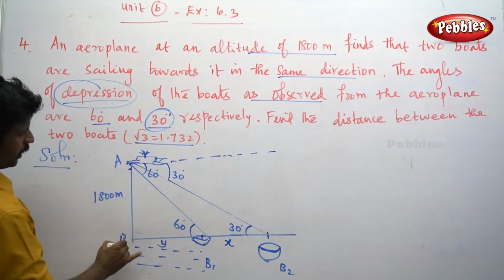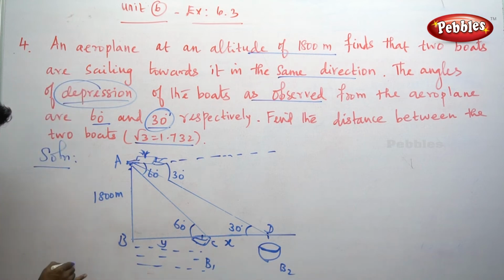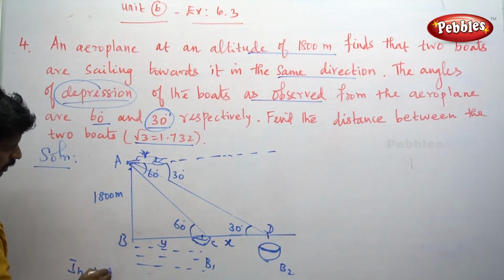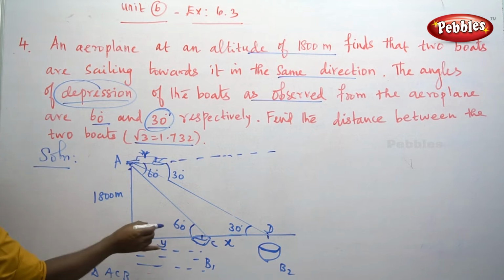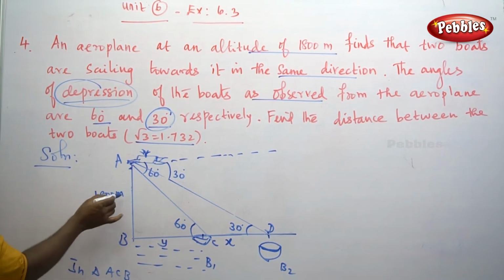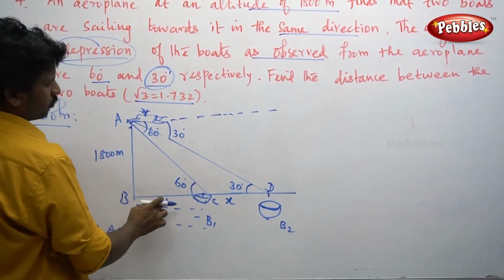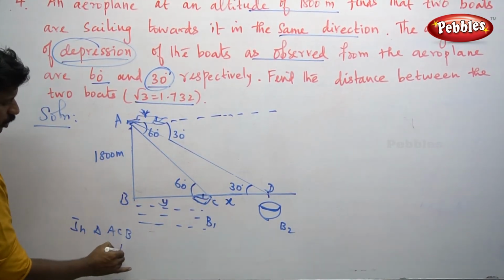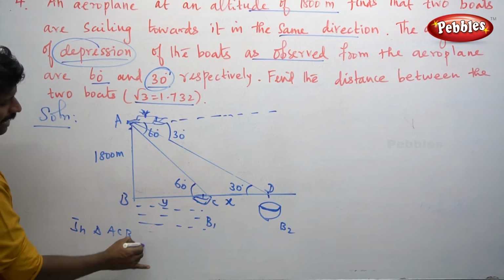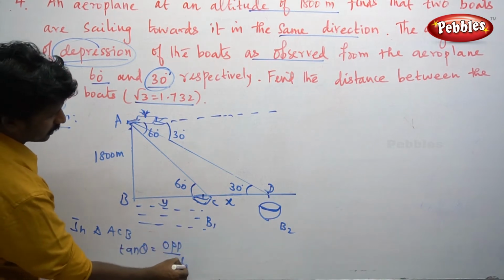This is A, B, C, D, right? So now in the triangle ACB, here what ratio can we take, look. 1800 meter, this is the opposite. Here we are going to find out the adjacent. So what is the ratio? Opposite by adjacent means tan theta is equal to opposite by adjacent.